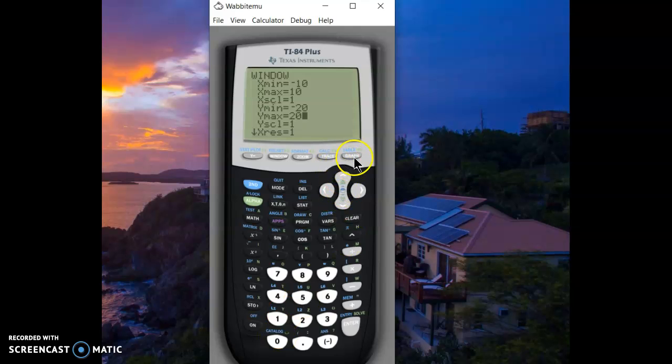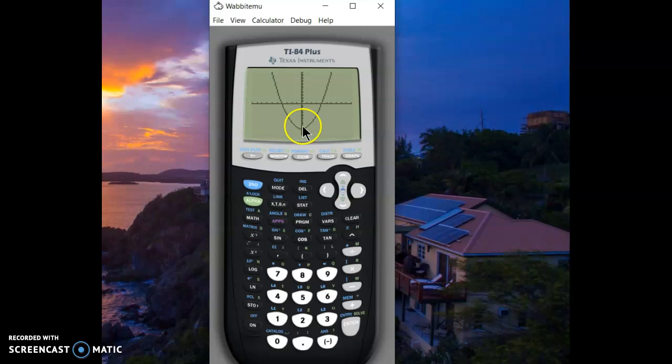And now I'm going to hit my graph key again. So I'm demonstrating how to manually adjust your window to get a nice clear image of your function in your calculator. Now I'm going to demonstrate how to calculate these two special points called the x-intercepts. That's where y equals 0, and how to calculate the y-intercept where x equals 0.